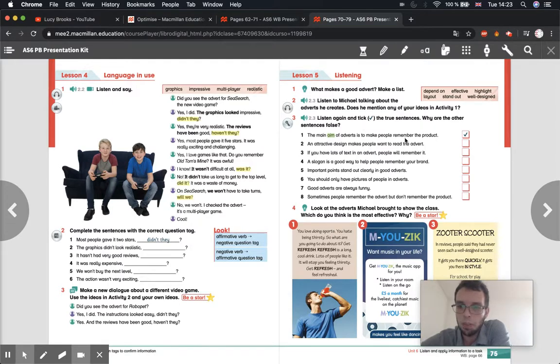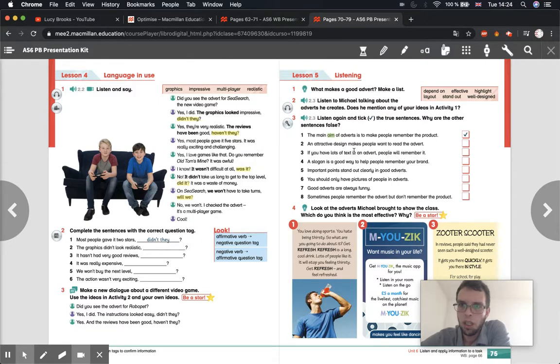In the next couple of classes we'll be making our own advert. So we're going to have a look at the important things to make an advert effective. My first question to you is, what makes a good advert?